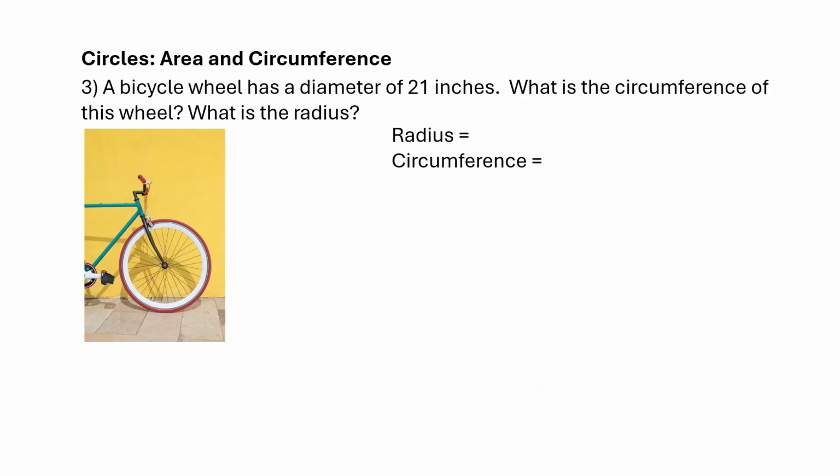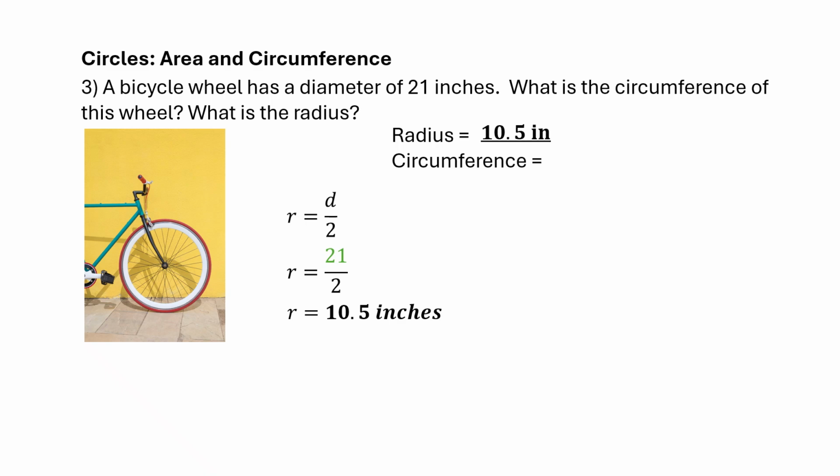Read the problem. Pause the video if needed. Resume when you're ready to check. Here we're being asked to find the radius and the circumference of this wheel. Remember, to find radius, you take the diameter and divide it by 2. Our diameter is 21. 21 divided by 2 is 10.5.